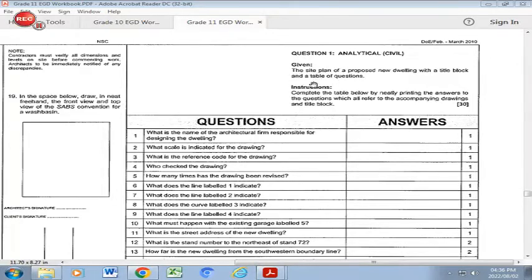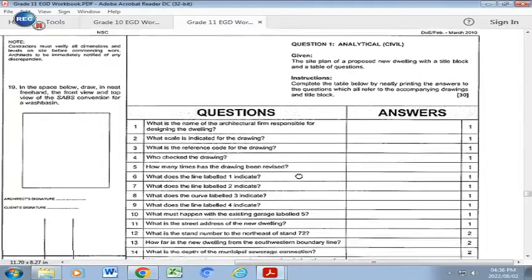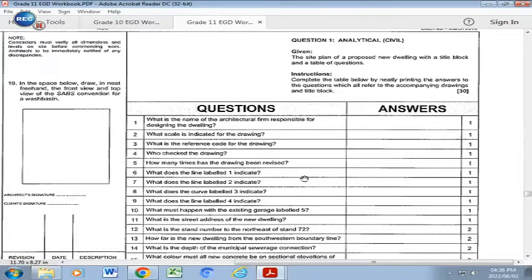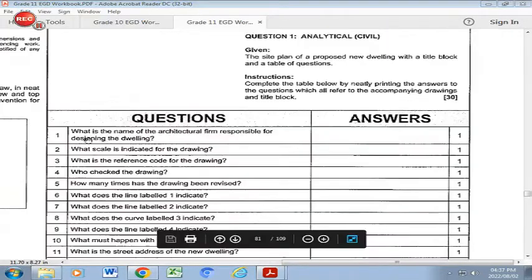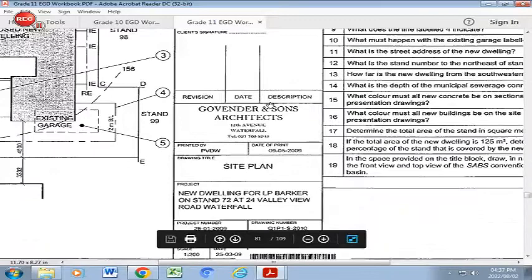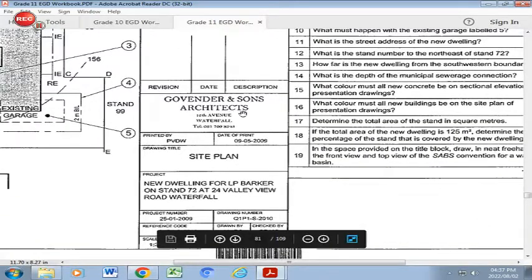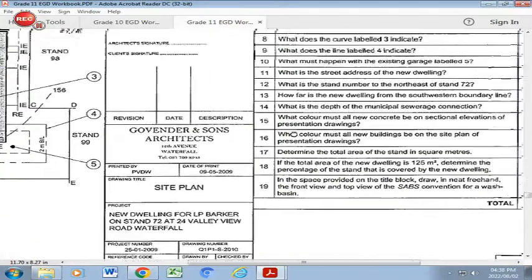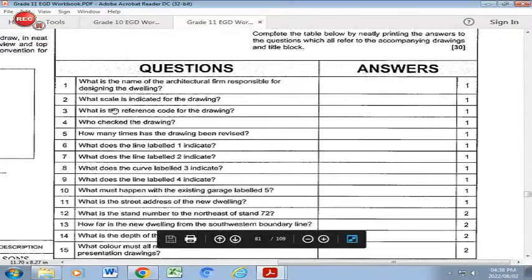So if you read the instructions, it states that the site plan of a proposed new dwelling has a title block at the bottom and a table of questions. You need to complete the table below by neatly printing in the answers to the questions, which all refer to the accompanying drawing and the title block. If you look at question number 1, what is the name of the architectural firm responsible for designing the dwelling? We're going to go right down here, and it's Govender and Sons Architects. And that's your answer for number 1.